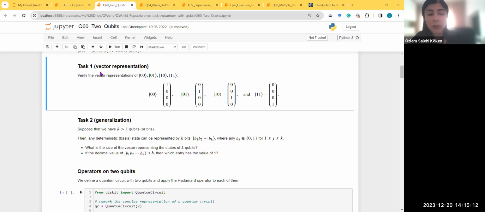You see it? For instance, this is for 2, and our vectors have size 4. Okay, let me repeat. In this example, we have 2 qubits, and we need a vector with 4 entries to represent this quantum state. Now I am asking, suppose that we have k qubits. What will be the size of our vector to represent a system with k qubits?